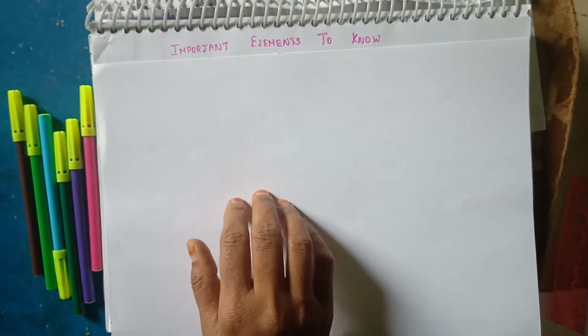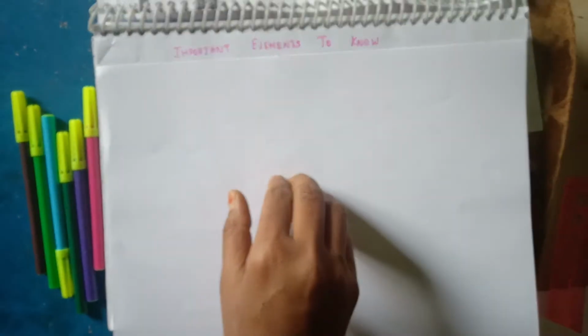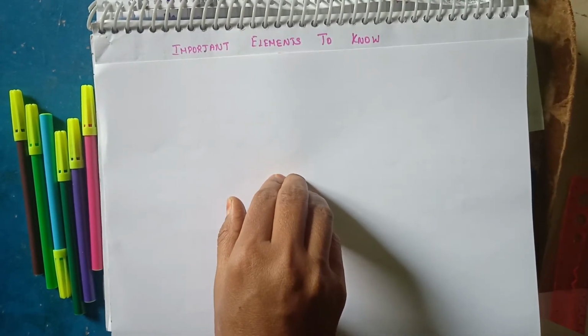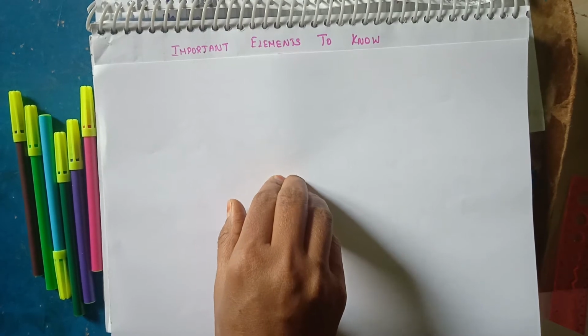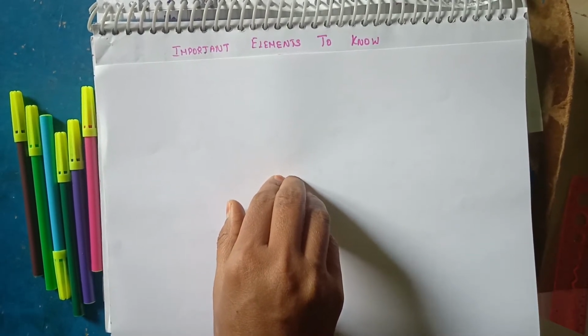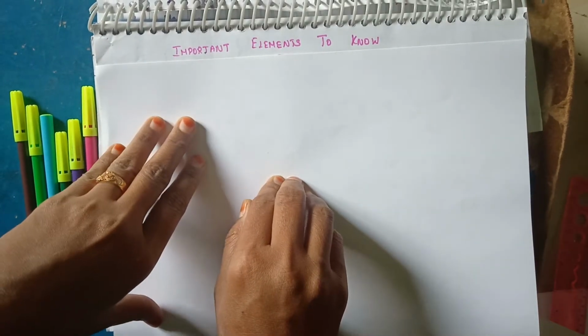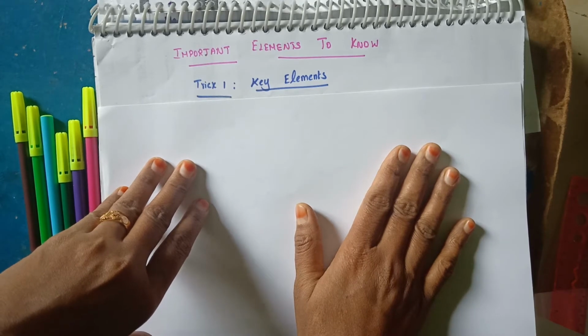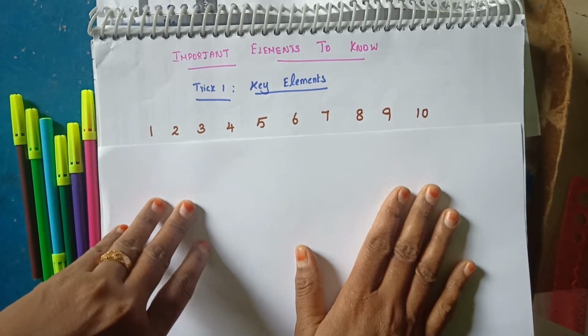So what are the key elements we should know before approaching chemistry? Initially you should learn elements 1 to 30 in the periodic table. At least 1 to 20 elements you should know before reading chemistry. That is what we are going to see here. Trick number 1, the key elements.